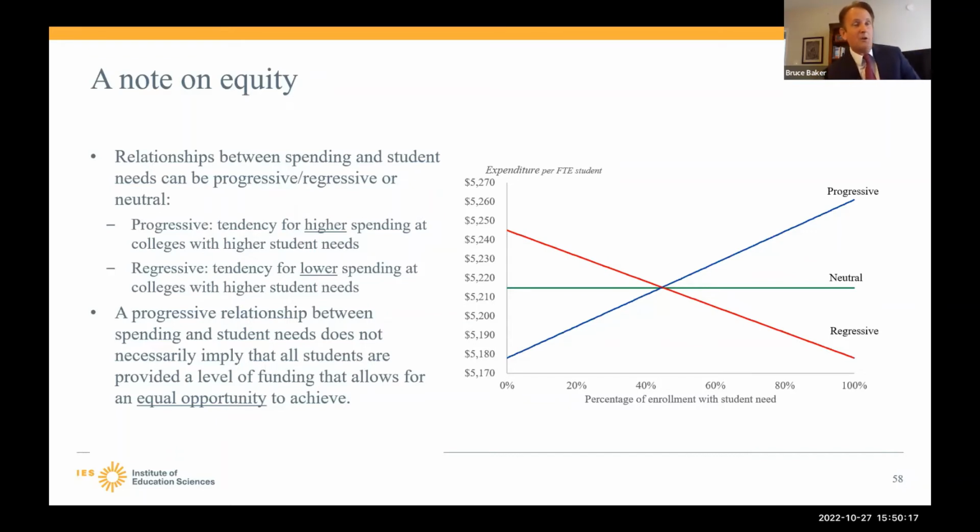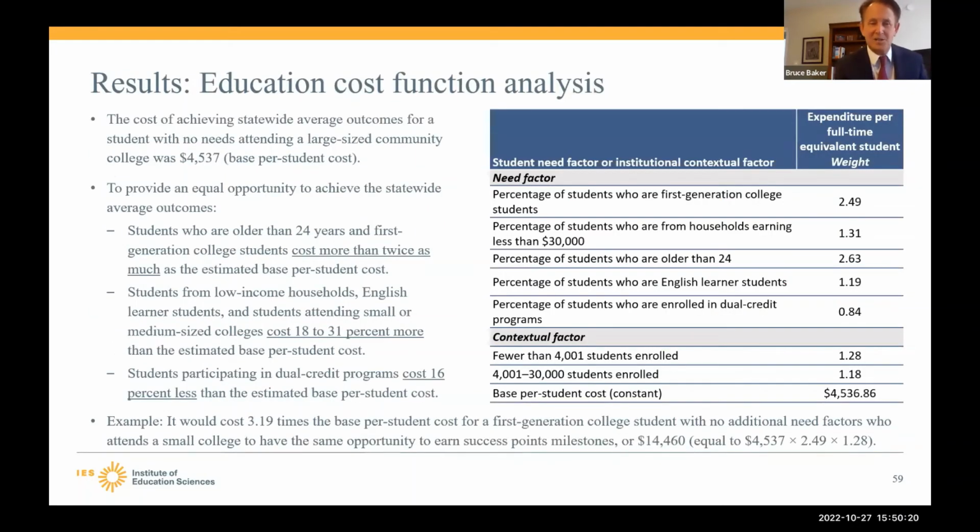That brings us to a model that is intended to tell us what direction things should go and how much. So when we estimate that cost model, we are able to use that model, which has all those different measures in it, the spending, the outcomes, and the student characteristics and context, to come up with a predicted cost, first off, of the minimum need student in the minimum need context. And what we have there is the cost of achieving statewide average outcomes.